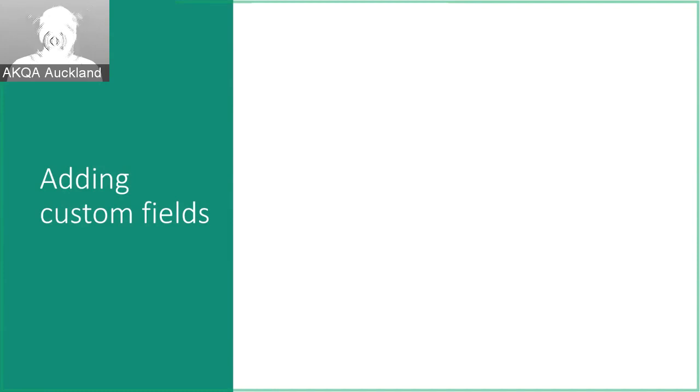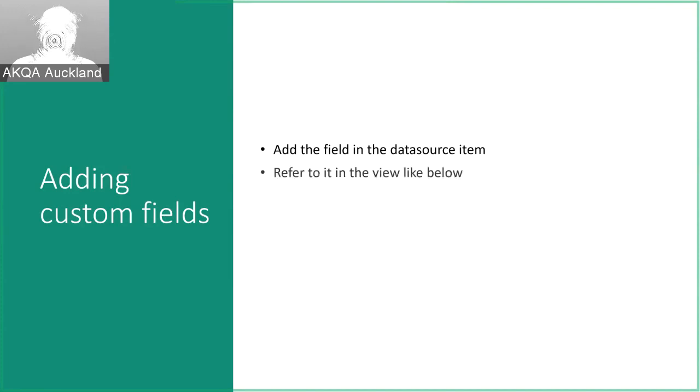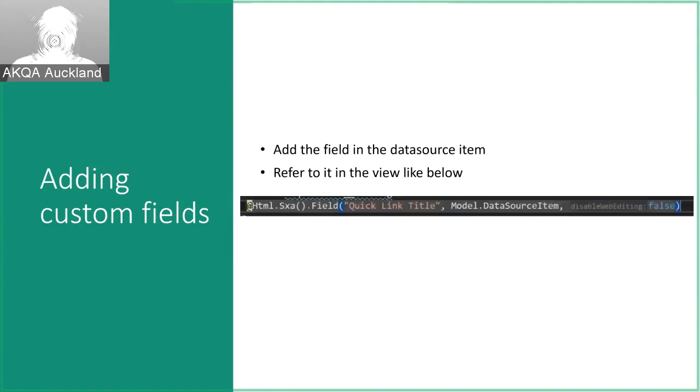In the beginning we thought that might not be possible, so we restricted the design quite a lot: don't customize so much, we might not be able to help with that. But later on, we figured out that yes, there is a way to add it, and it turned out to be quite straightforward. You just add a field in the data source item, which you had made a copy of, and refer to it in the view like this.